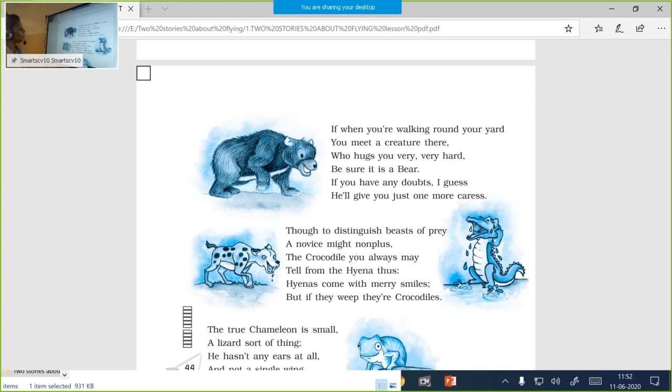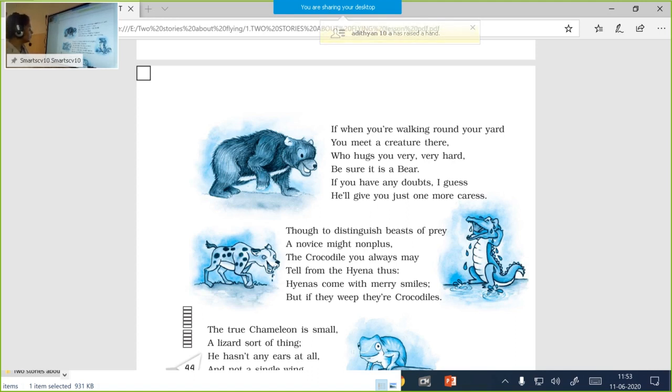So if when you are walking round your yard, even when you are roaming in your own courtyard, you happen to meet a creature there, and what does the creature do? It hugs you very hard, very tight, and then you can be certain that it is none other than a bear. If you have any doubts, I guess he will give you just one more caress. So if you are doubtful whether it's a bear or not, and you make any move to check, the bear will give you one more caress. A caress is a gentle stroke or touch, and that hug would be enough to put an end to your life, and you would be no more.